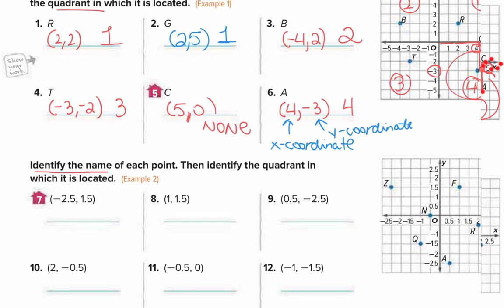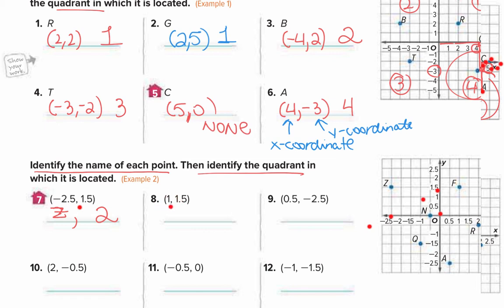Okay, so now we're going to identify the name of each point, then identify the quadrant in which it is located. So number 7 is (-2.5, 1.5). So again, we start our pencil at the origin. We're going to move to -2.5 because you can only go left or right first. -2.5 is to the left. Then we have to go up to 1.5 on the y-axis. So from there, I'm going to go up until 1.5. So that's going to take me to letter Z. And letter Z is in quadrant 2, which is this section right here.